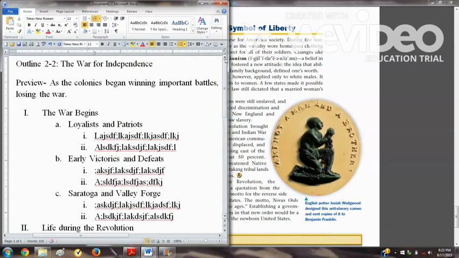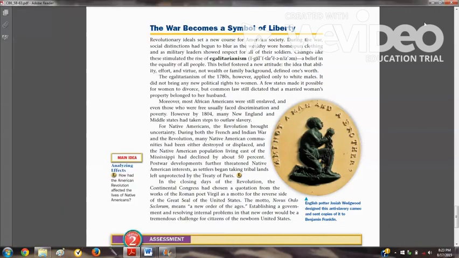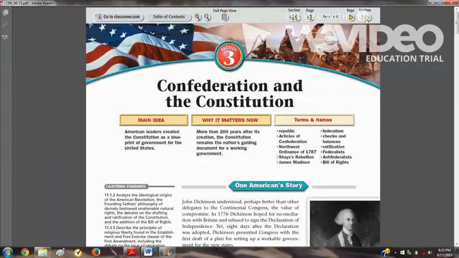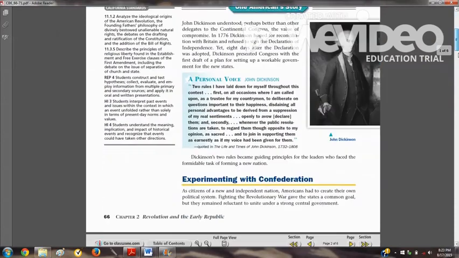All right, so we're going to go over one more section just to give you an idea of how the Roman numerals and the subsection letters and the 1s and 2s work. So let's go to chapter 2, section 2. At the top, you would write outline 2-3, Confederation of the Constitution. Here's the main idea. You would write the preview about this one section, and then we're looking for the first Roman numeral. Roman numeral 1, there it is, experimenting with Confederation.